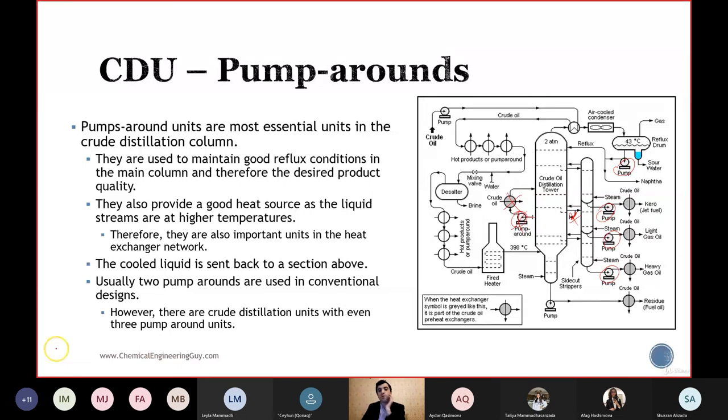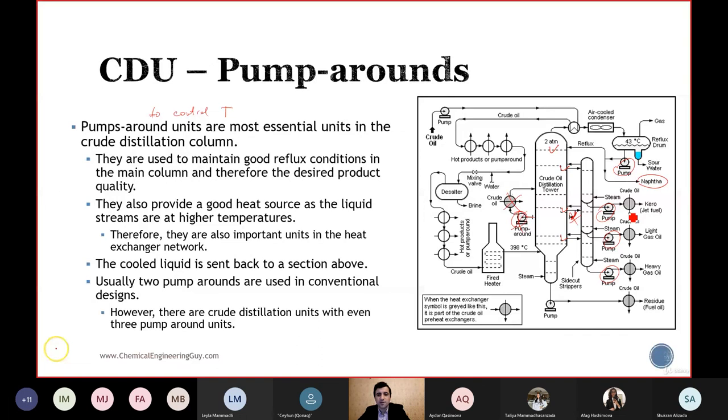The purpose is, I also said it before, to control temperature at different locations. I want to control temperature here, here, here. Why? Because these are the points where I extract my product. My product is extracted from here, from here, from here. That's why these are important points for me to control the temperature.